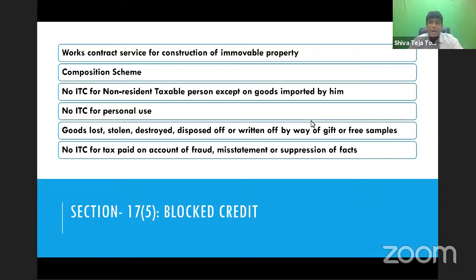Next one. No ITC for tax paid on account of what? Fraud, misstatement, or suppression of facts. So if it is on account of fraud or misstatement or suppression, then also you can't take credit.